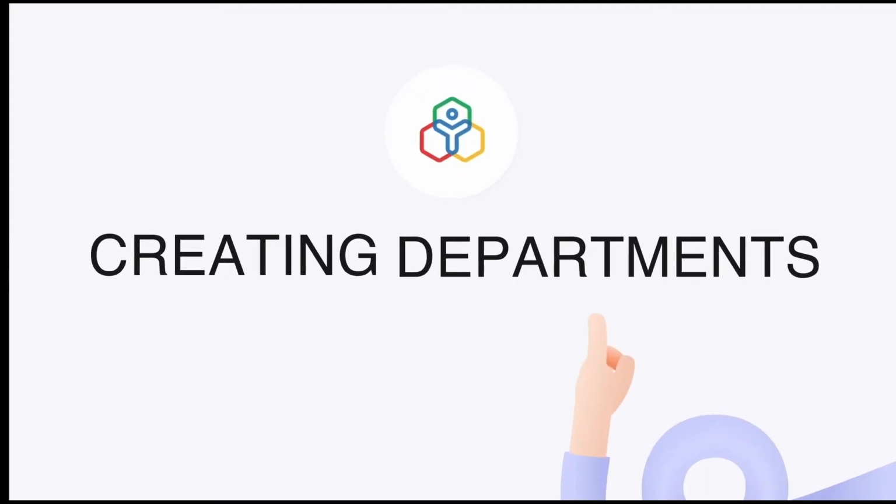When implementing Zoho People, one of the first things you'll need to do is add the departments of your organization into the system. Departments are vital because they are used in many of Zoho People's features. For example, you can post feeds and important announcements in departments.